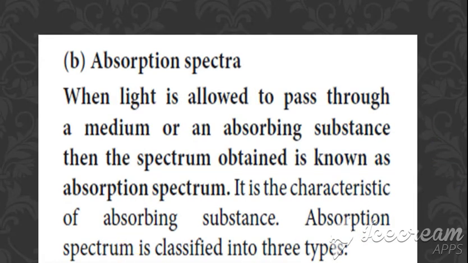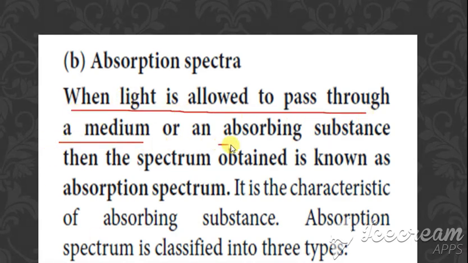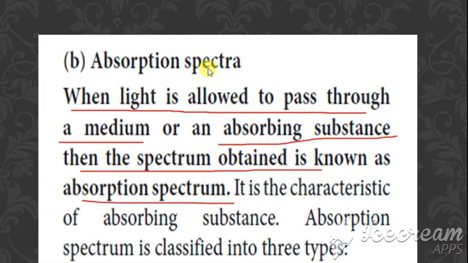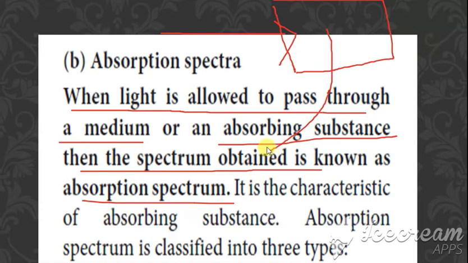Clear? Next we have the absorption spectra. What is an absorption spectrum? When light is allowed to pass through a medium or an absorbing substance, the spectrum obtained is called an absorption spectrum. Light is passed through any medium, and this medium can be any absorbing substance. When we pass the light through the absorbing substance, the spectrum obtained is called the absorption spectrum.